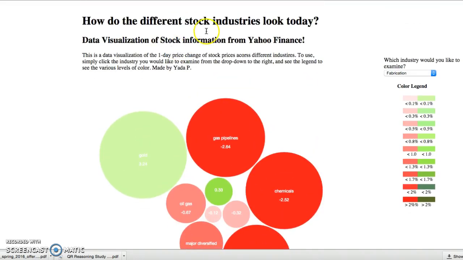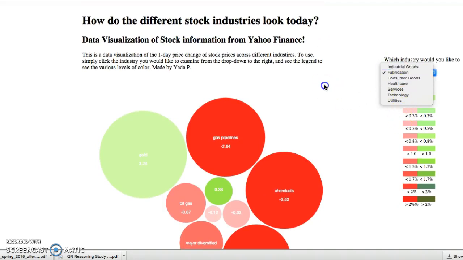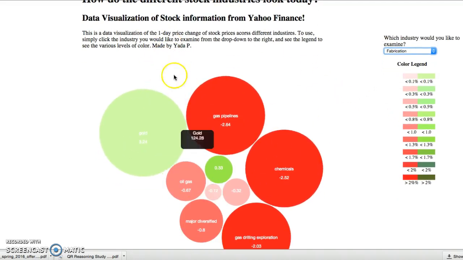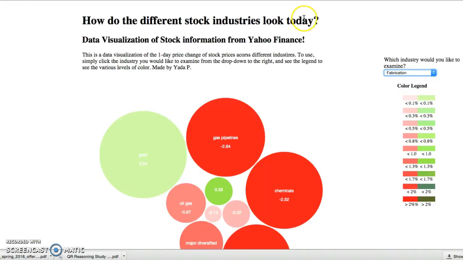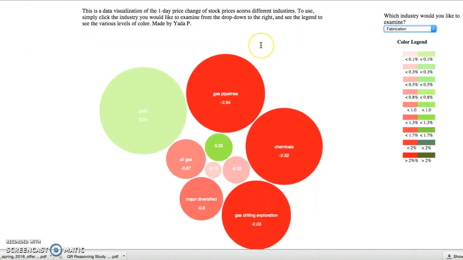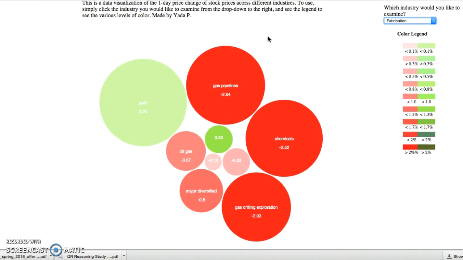And here you can see the different industries, and each of the bubbles are subsectors of each industry, and this is specifically the one-day price change in percentage, so the first column of Yahoo Finance. The size of the bubbles is determined by the amount of price change, and the colors are whether it's negative or positive. So the more red it is, the more negative it is, and same for green.